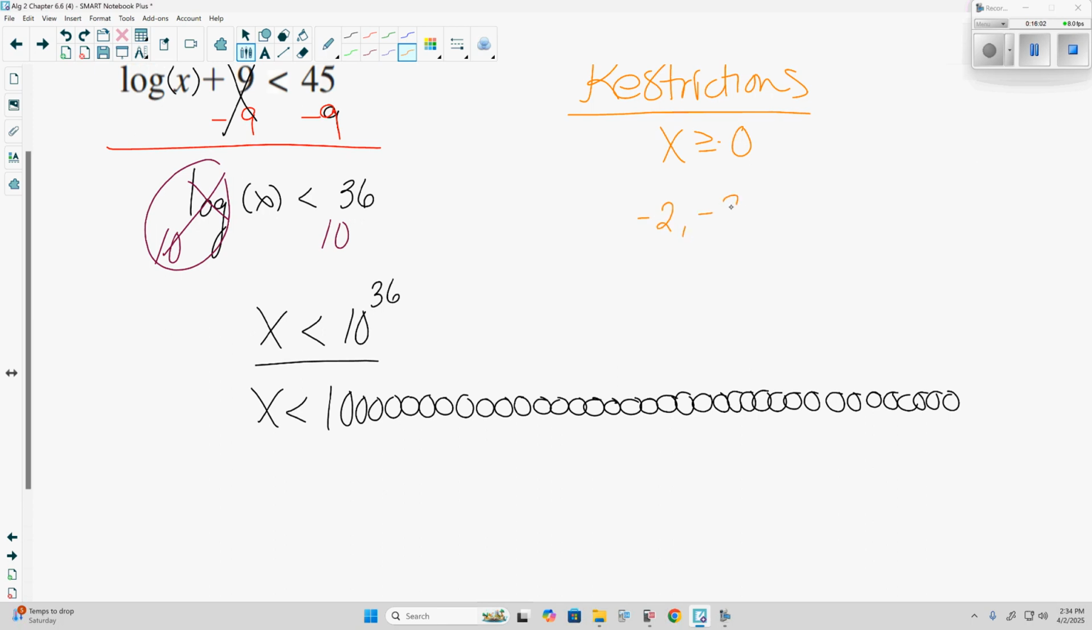Let's just use the same ones. -2 and -8 are restrictions. They would cause us to have a negative inside the log, yes? Is -2 less than 10 to the 36? Yeah, -8. So those are a part of our solutions, but they are restrictions, which means that we have to add the fact that 0 is less than x is less than 10 to the 36th power.